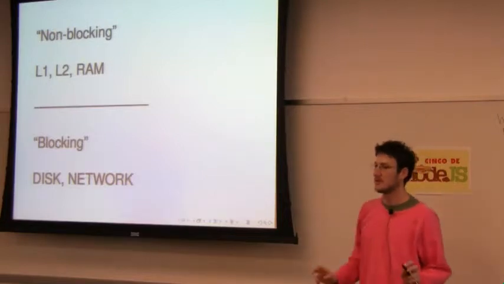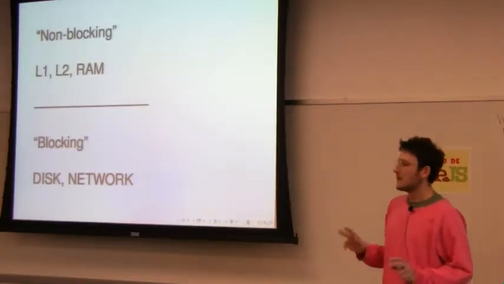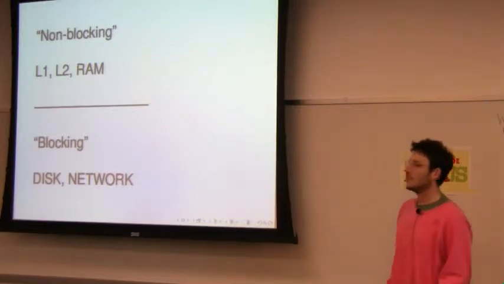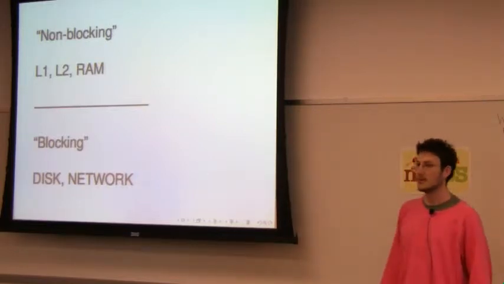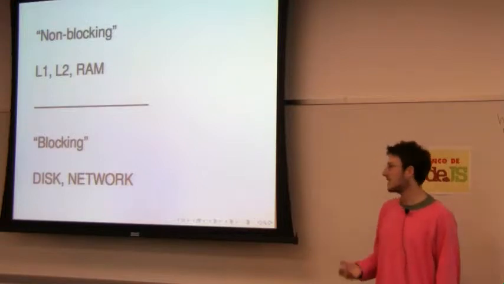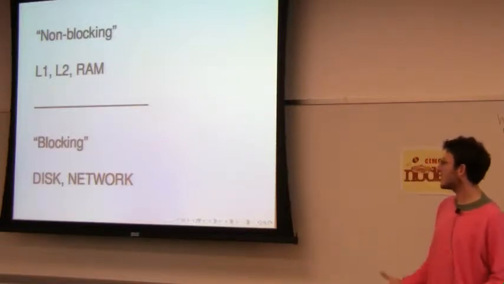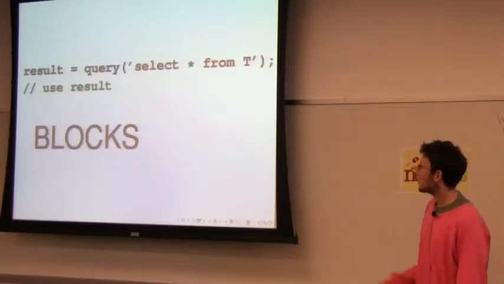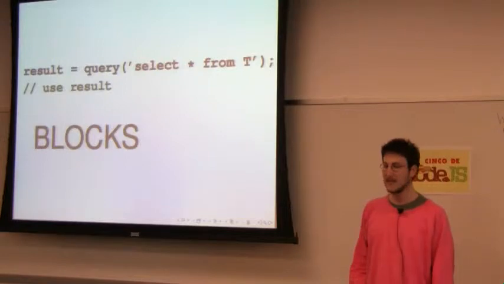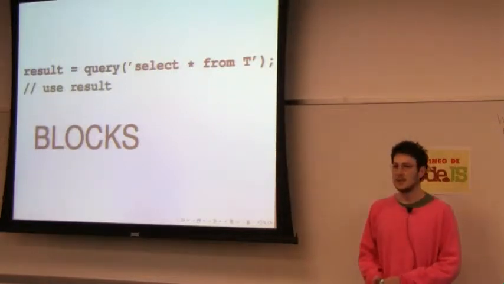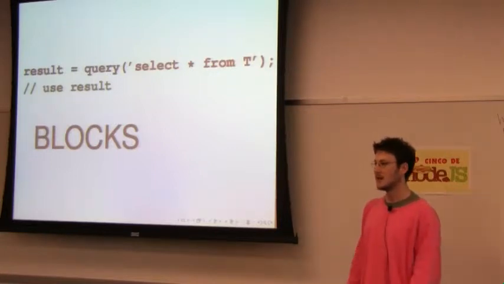So just a bit of terminology. We call functions that just access memory non-blocking functions, and things that go to disk or network blocking functions, because there's such a big difference between these two things. So this blocks, and it's very important to realize that it blocks. But in almost all software, we don't talk about this at all.